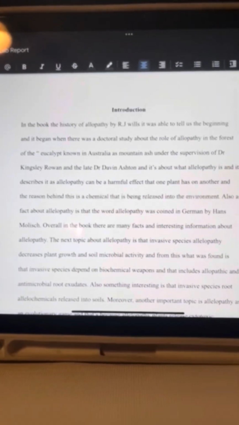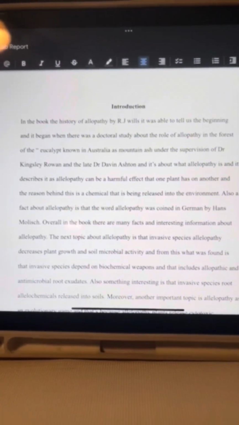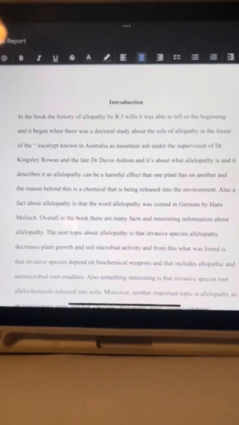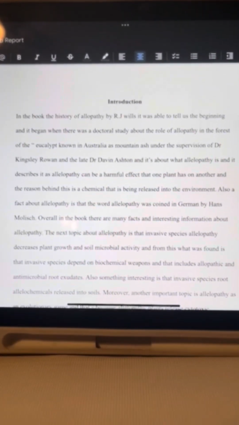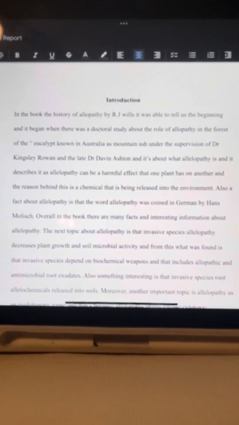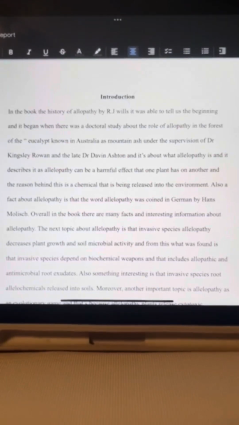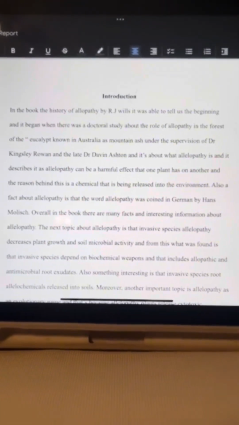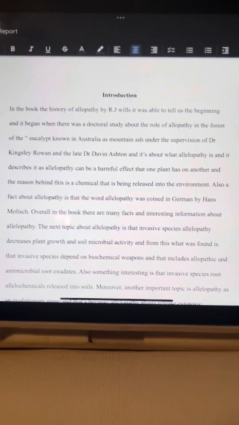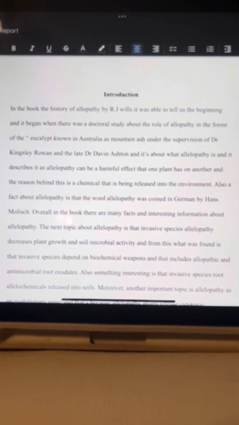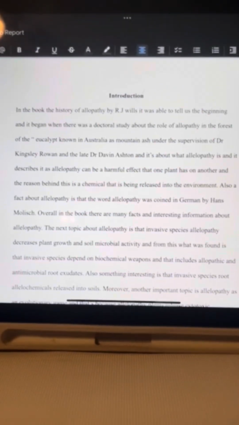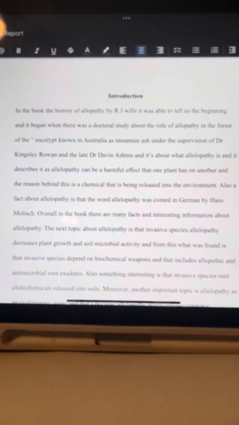It's called The History of Allelopathy by R.J. Wills. It was able to tell us the beginning and the start of the study about the role of allelopathy in the forest. It's known in Australia, and it's under the supervision of Dr. Kinsley Rowan and the late Dr. Davin Ashton. It also tells us what allelopathy is.